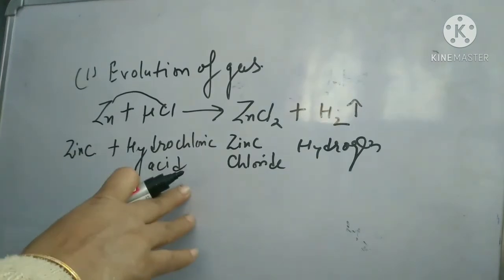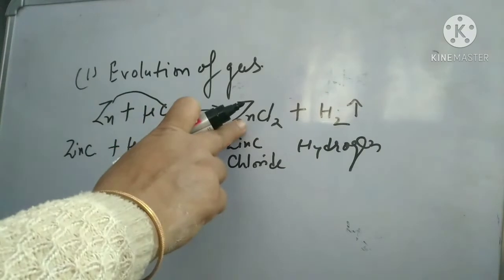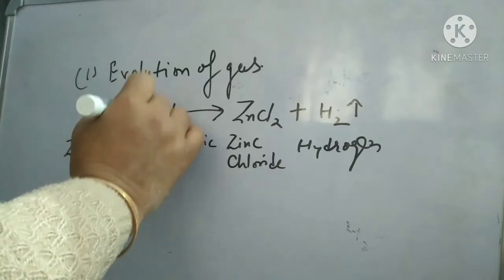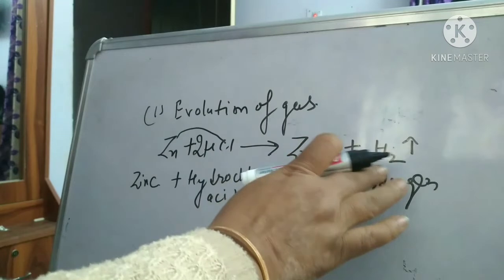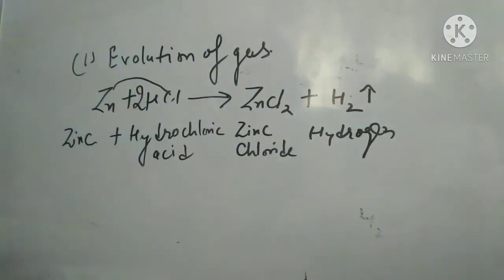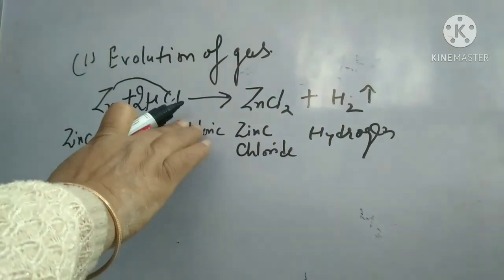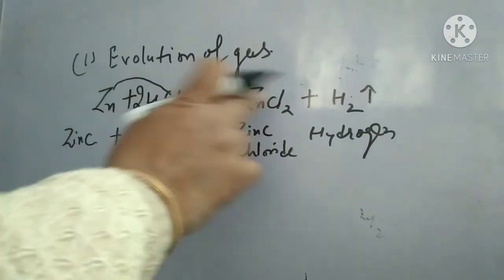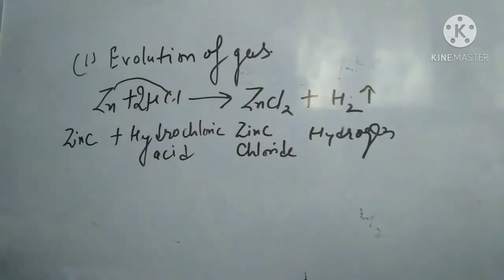Now we have to balance the equation also. If I say 1 atom of zinc, here 2 atoms of chlorine, so we will be putting 2 over here. Now the equation is balanced, 2 hydrogen and here 2 hydrogen. So now we will be putting 2 over here to balance the equation. So 1 atom of zinc, 2 atoms of hydrogen and here 2 atoms of hydrogen, 2 atoms of chlorine and here 2 atoms of chlorine.